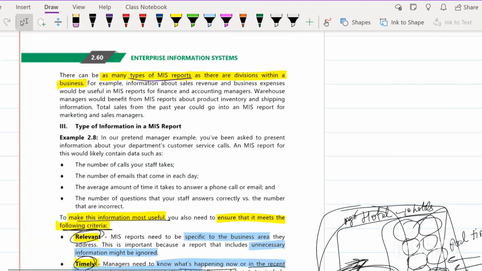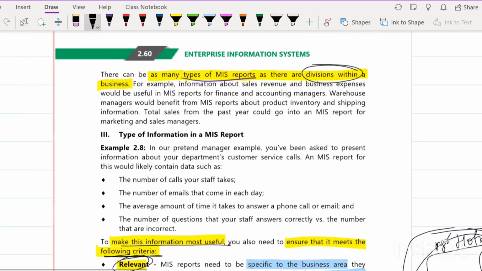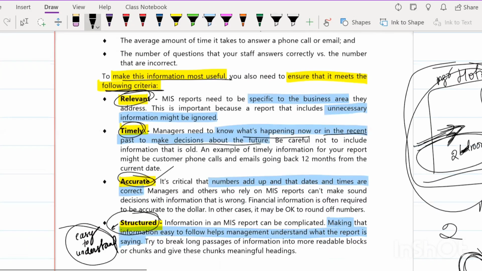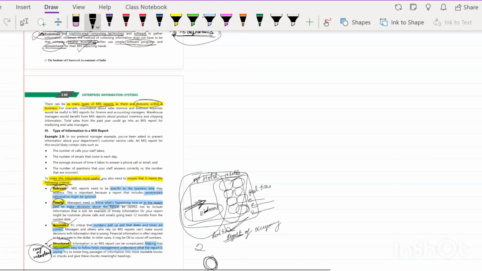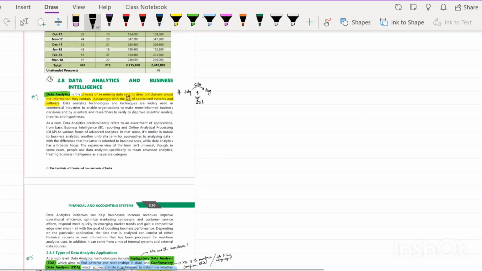So how many types of MIS reports are there? As I have already told you, the reports can be generated depending on what the need is. So there are as many types of MIS reports as there are divisions you can have in a business. That was all about management information systems, and I hope you don't have any doubts in that.